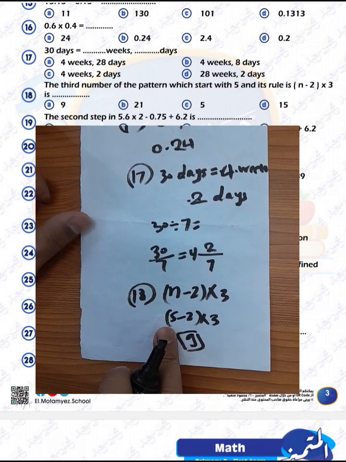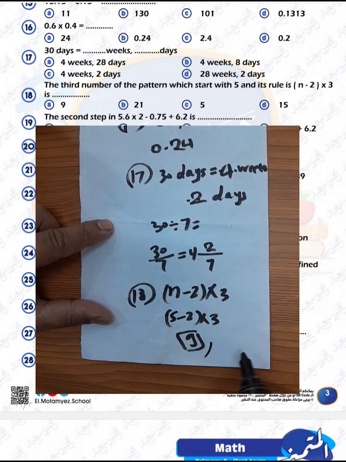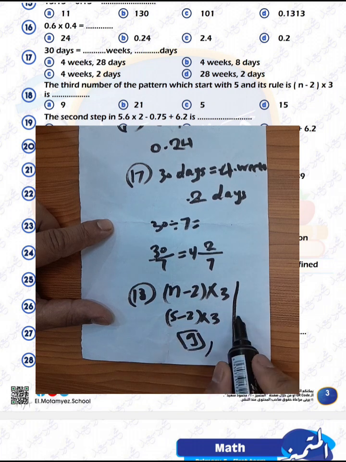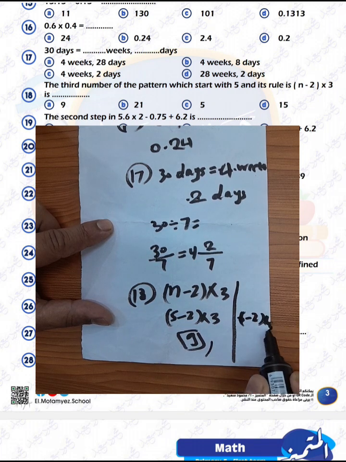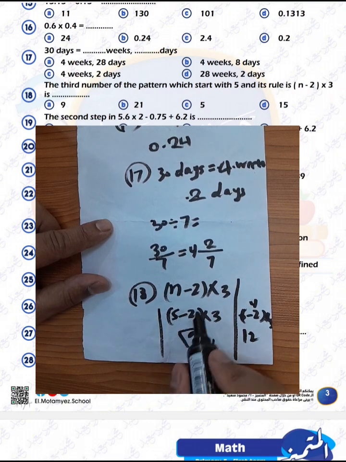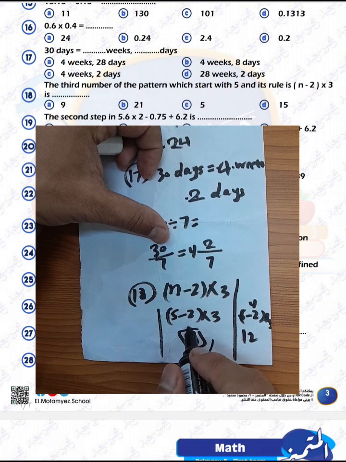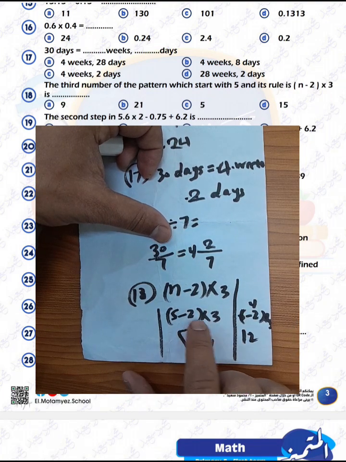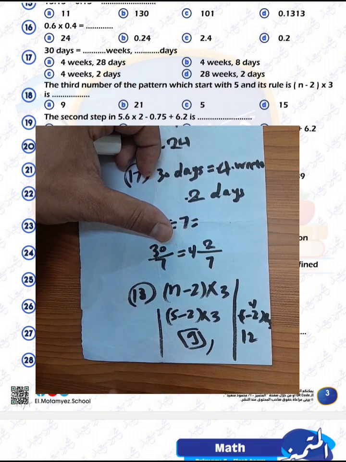Put in here, it's the first number. Put in the next number, 6. 6 minus 2 times 3. 6 minus 2 is 4. 4 times 3 equals 12. And then put in here 5. 5 minus 2, 3 times 3, 9. 6 minus 2, 4. 4 times 3, 12. Put 7 minus 2, 5. 3 times 5 equals 15.